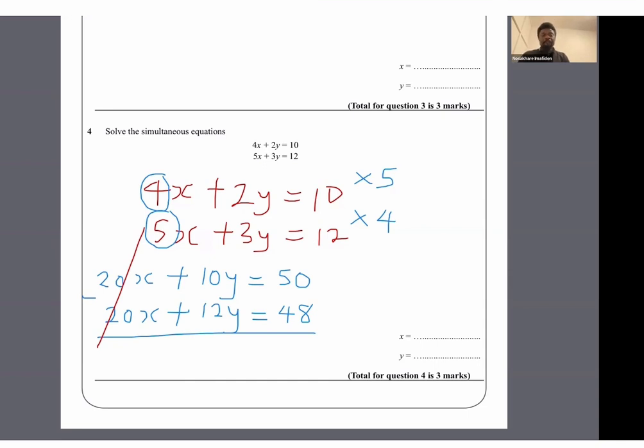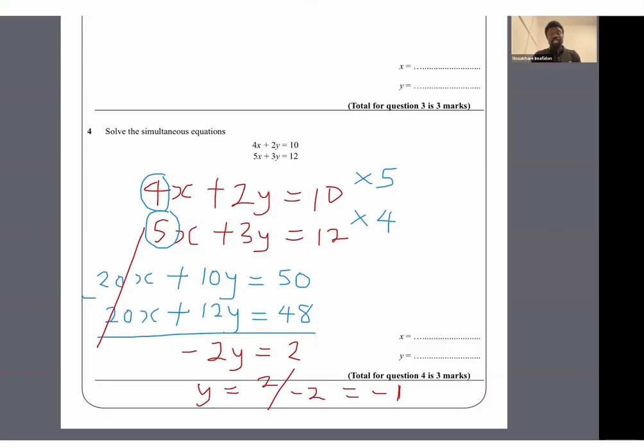So 20x minus 20x is canceling, and that means it has been eliminated. Your 10y minus 12y is minus 2y, right? And your 50 minus 48 is 2. So from here, your y is going to be 2 divided by minus 2, and that should give us minus 1. So we've gotten our y as minus 1.